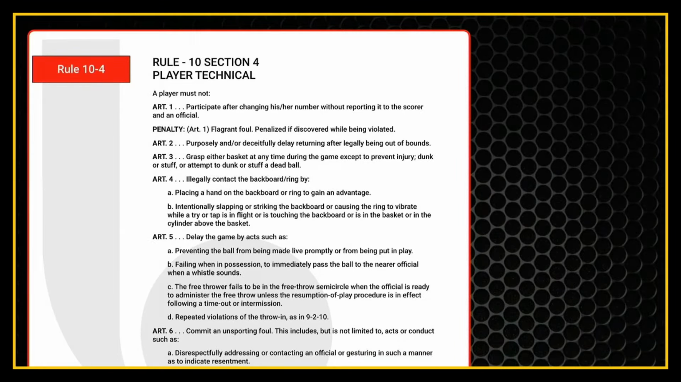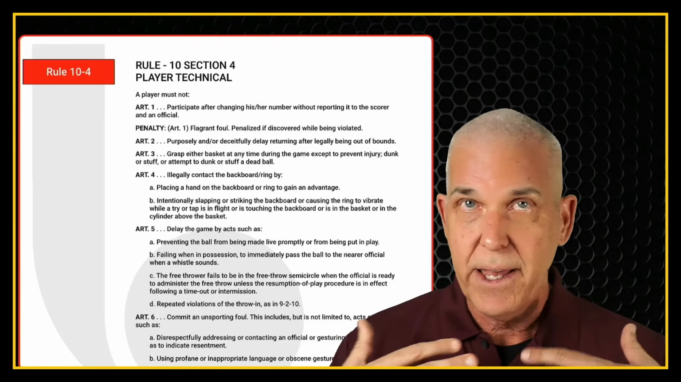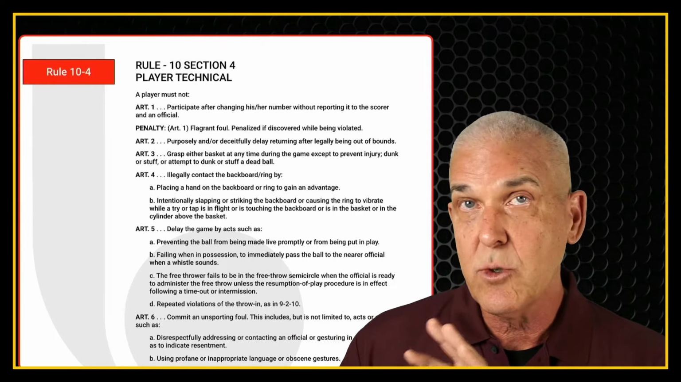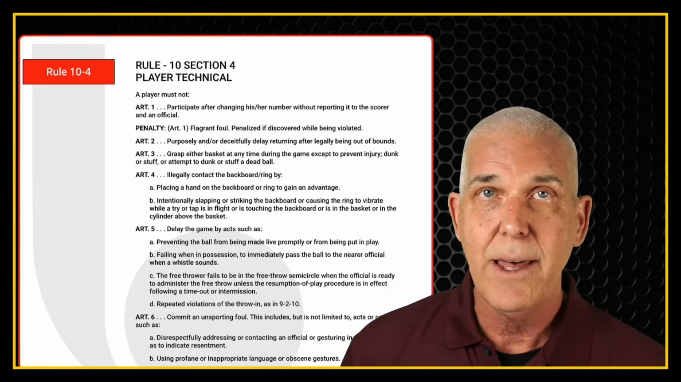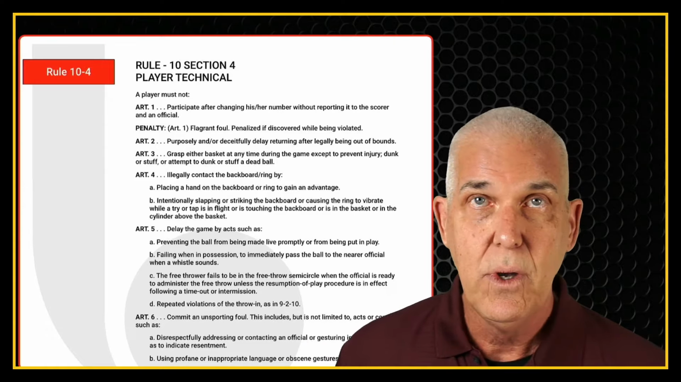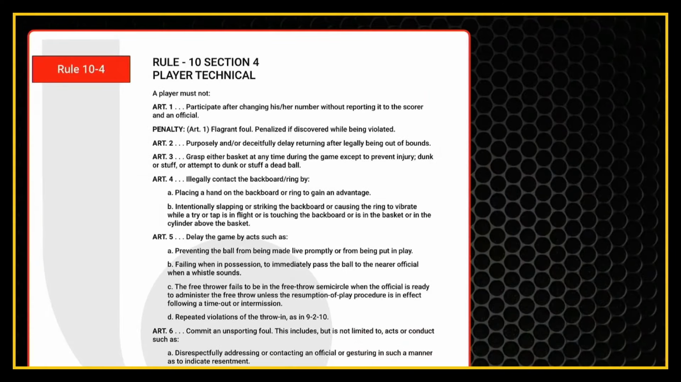But a player must not participate after changing his or her number without reporting that fact. A blood situation occurs. The player has blood on their jersey, switches jerseys, which is allowed by rule, but fails to inform the scorer. That would certainly be something we'd want to manage through and administer properly. Purposefully or deceitfully delay returning after being legally out of bounds. Grasp either basket at any time during the game except to prevent injury, dunk or stuff, or attempt to dunk or stuff a dead ball.